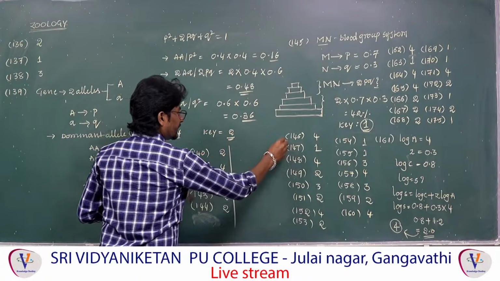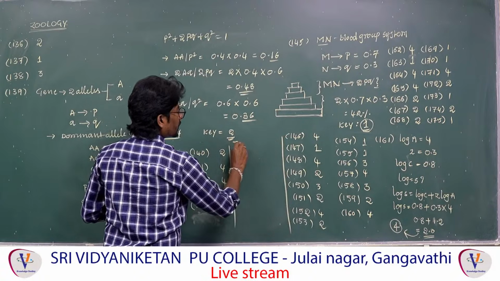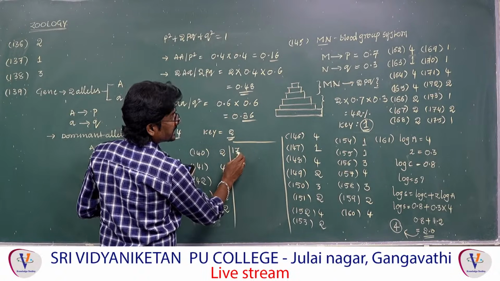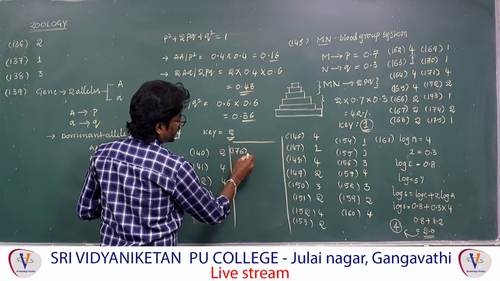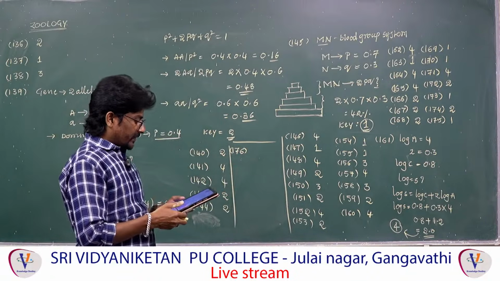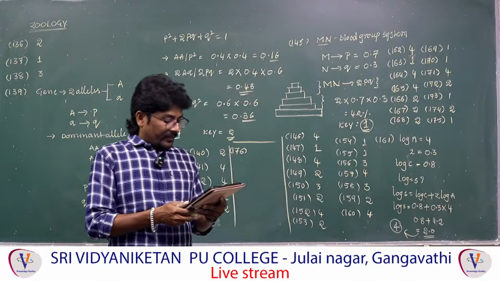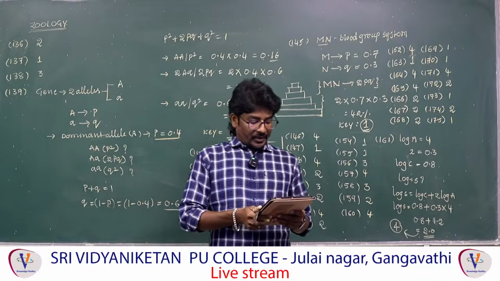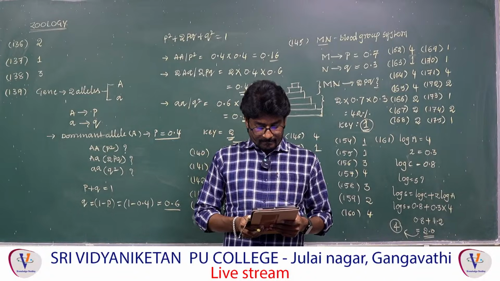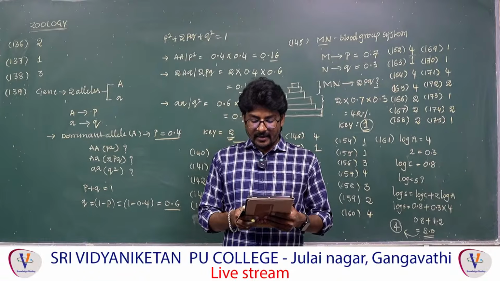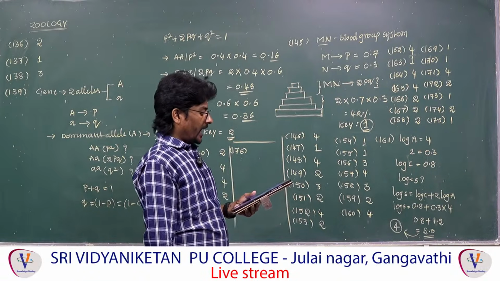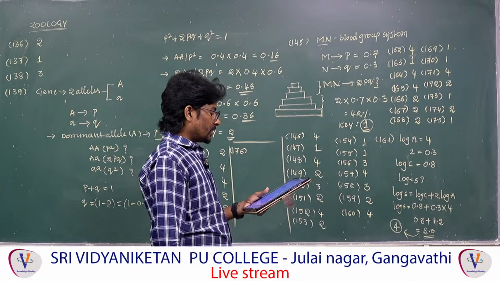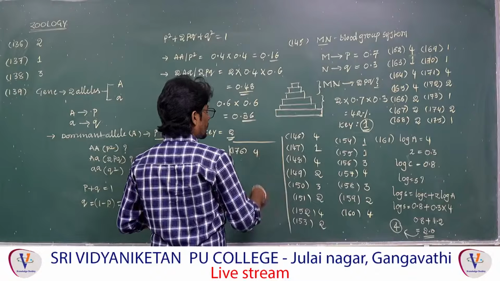I will write here. Question number 176. They have given the correct representation of ECG. Option 4 is the right one. 3 waves we have in the ECG: P wave, QRS wave, T wave. So that will be fourth option.